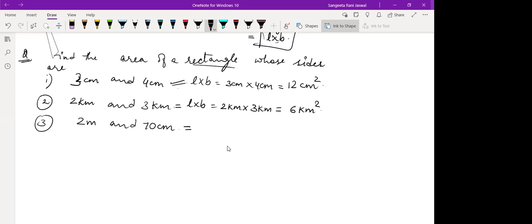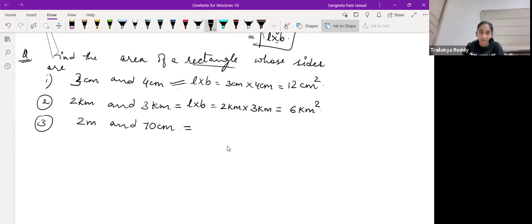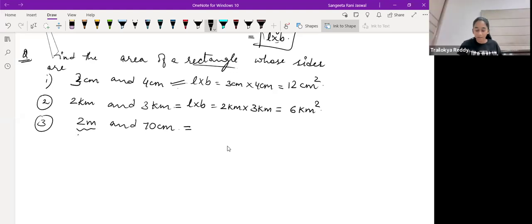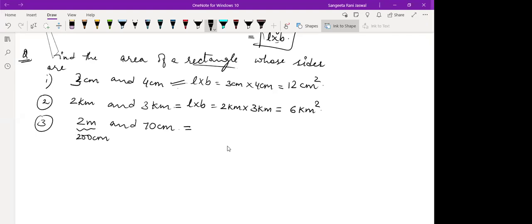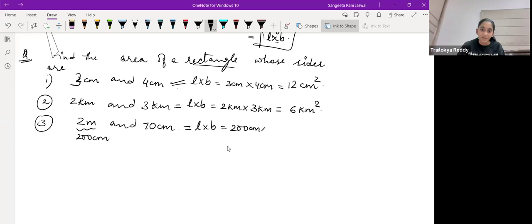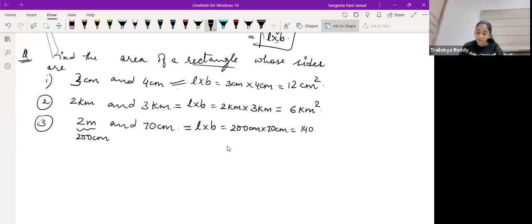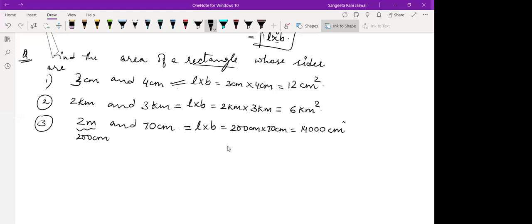Okay. Trilokya, tell me. Yes, ma'am. First of all, we will make it to centimeters. You want to make it to centimeters? Yes. Okay. So you made 2 meters to centimeters. So how many centimeters is it? 200 centimeters. Okay. So now it is 200 centimeters into 70 centimeters. So what is the answer? 14,000 square centimeters. Very good.